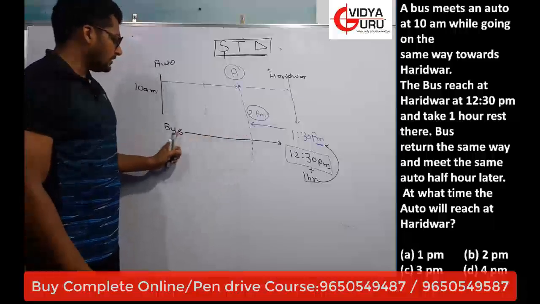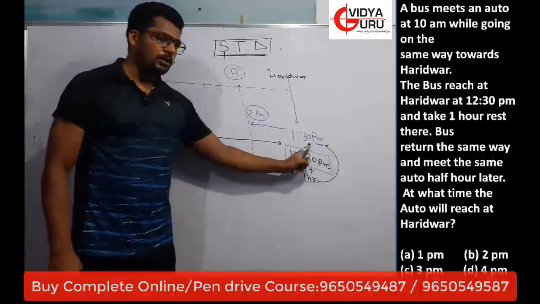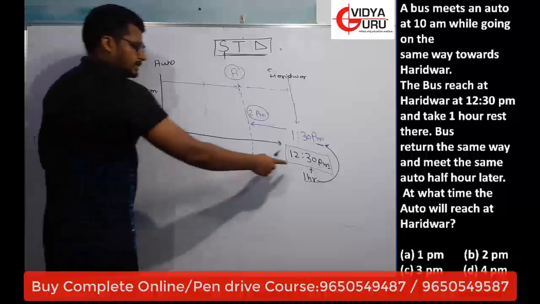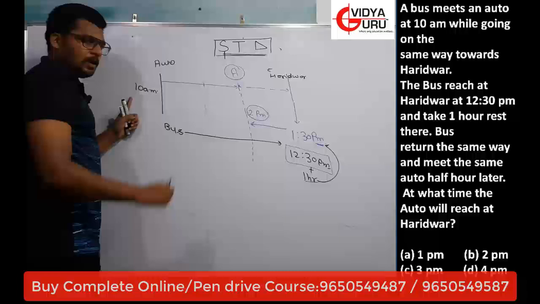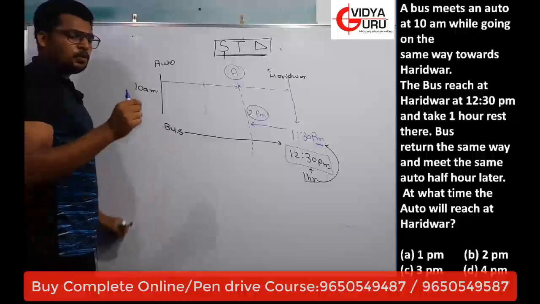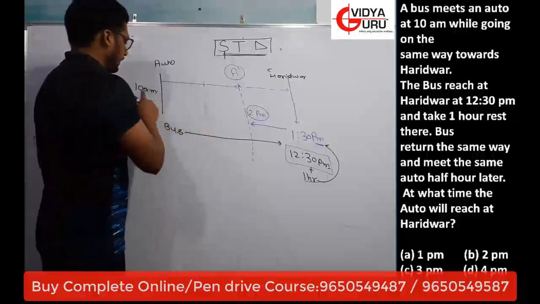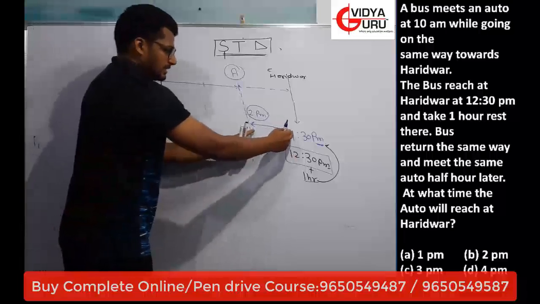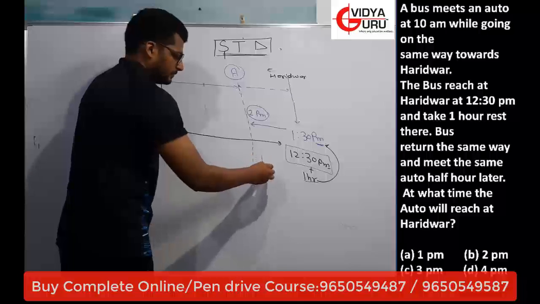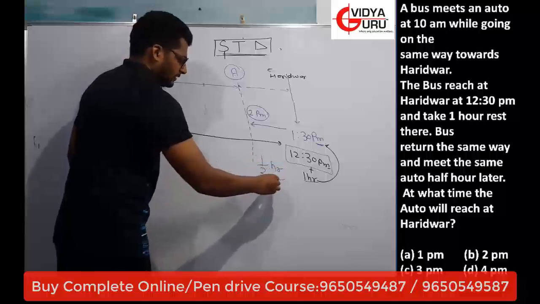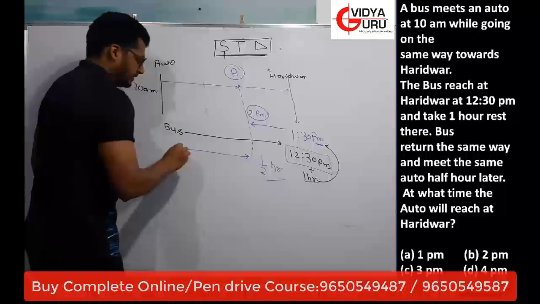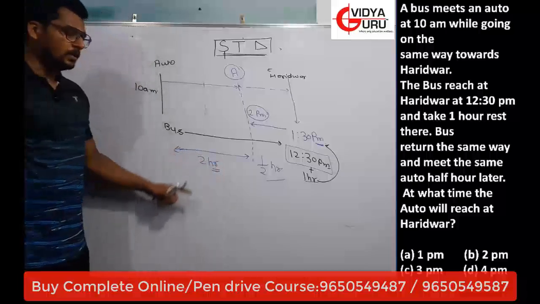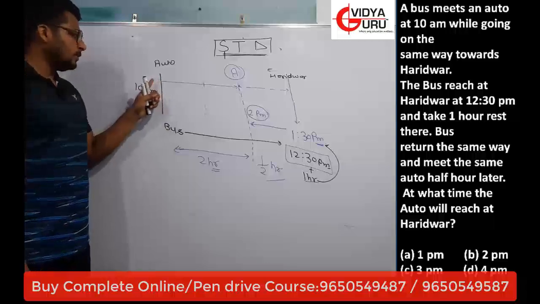This distance, what is the time in which the bus covers the whole distance? It started moving at 10 a.m. and reached at 12:30 p.m. How much time has the bus taken? 2.5 hours. 10 a.m. to 12:30 p.m. is 2.5 hours. And this distance is covered by the bus in how much time? Half hour. Then this distance would have been covered by the bus in how much time? 2 hours.